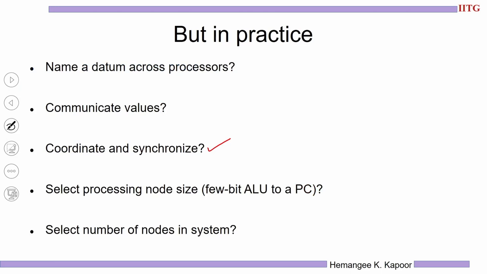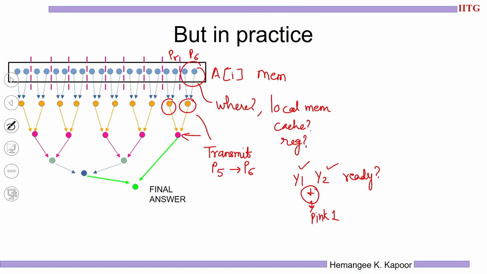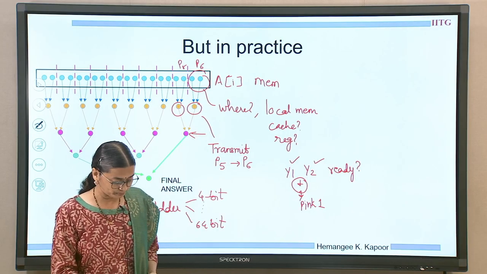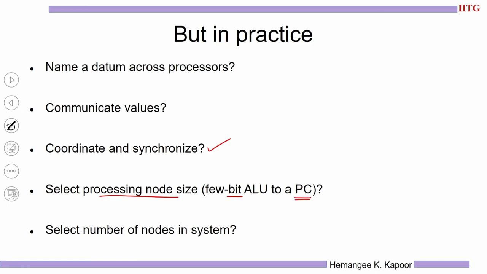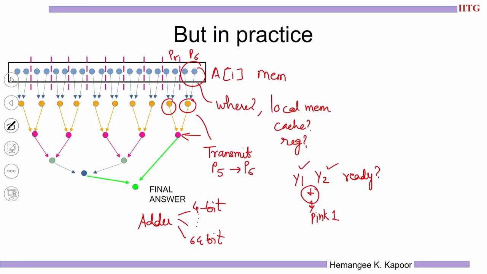Then you want to select the size of the processing element. In my particular example, I just need to add, so I need an adder. Depending on the precision of the element, I will need anything from a 4-bit adder all the way to a 64-bit adder, depending on the data type. But if I want to do a multiplication, I will need a multiplier. If I want to do several complex arithmetic operations, I might need an ALU. Even further, if you are doing some signal processing, you will need a more complex core. So what type of processing node do you need? From a few-bit ALU, or do you need a complete processor? And then selecting the number of nodes in the system: how many cores do I need to solve this problem? 5, 10, 100? That decision has to be made.